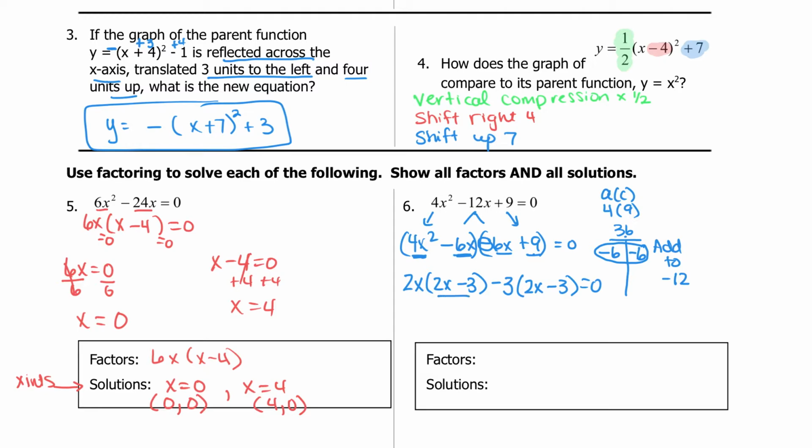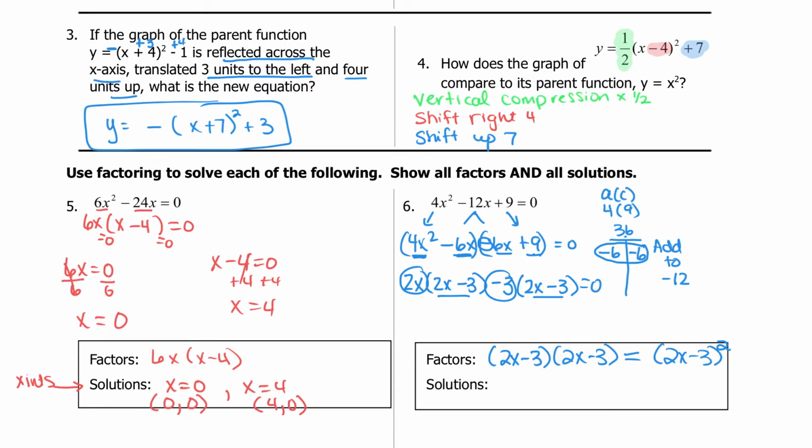So your parentheses that match, that's your first factor. Your second factor comes from what's on the outside, but as you can tell, those are the same factor, so you could also write it like this.